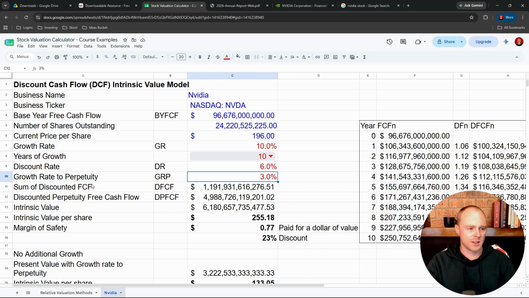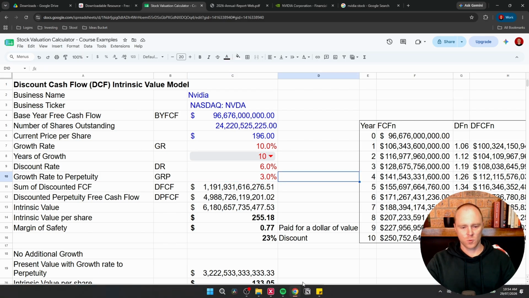Now, a growth rate into perpetuity. All that means is as time goes on, how much do I think this business is going to grow after that first 10 years? And so if a business can have a good moat or a strong competitive advantage, it should be able to grow at around the pace of inflation, which for this example, we're just using 3%.